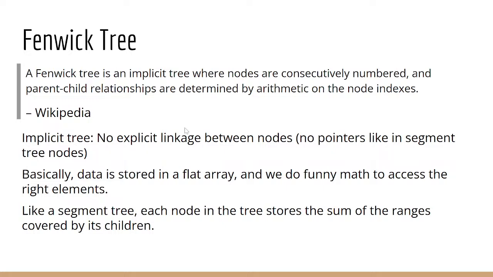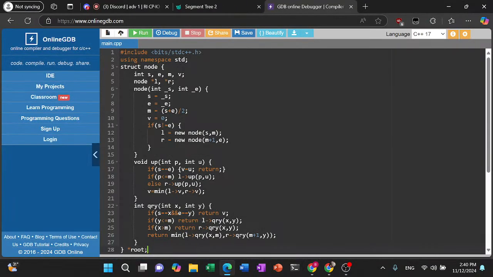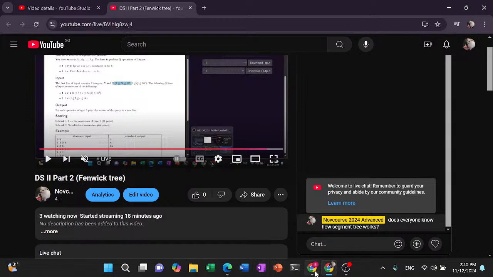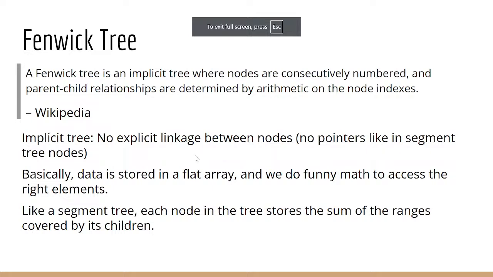So Fenwick tree is where there is no explicit linkage between nodes. So this means that unlike in a segment tree, where as you can see we had a pointer from a node to its children, there is no pointer stored between a node and its children. So instead it's just stored in an array, and then we do some math to calculate the value of elements and perform updates. And similarly to a segment tree, you store the sum of ranges covered by its children for each node.